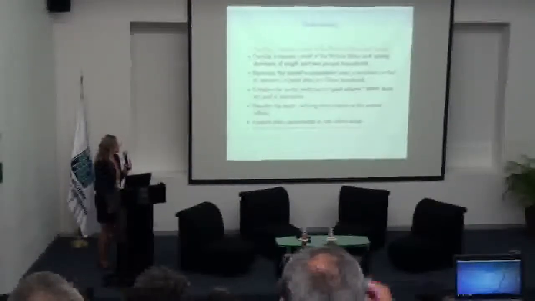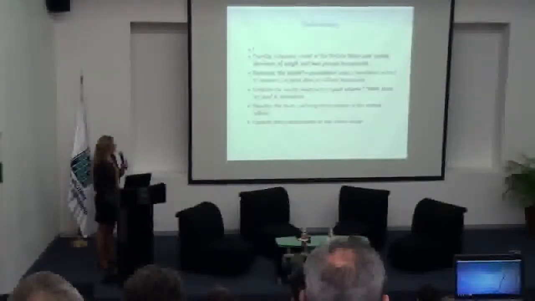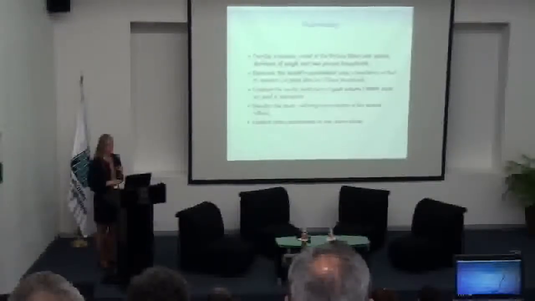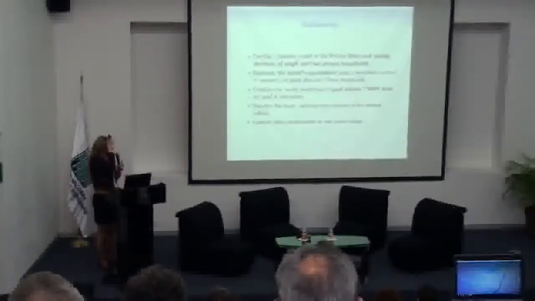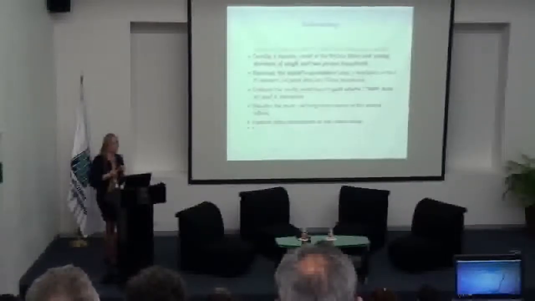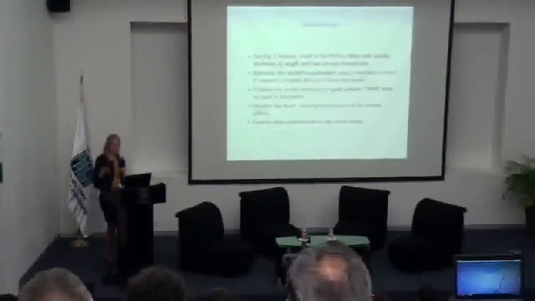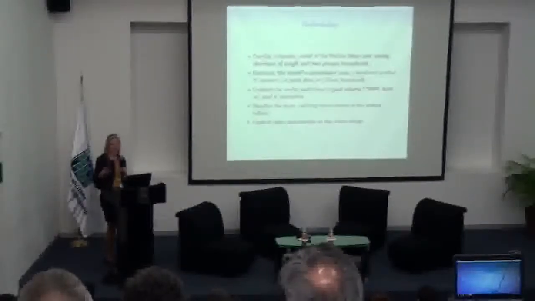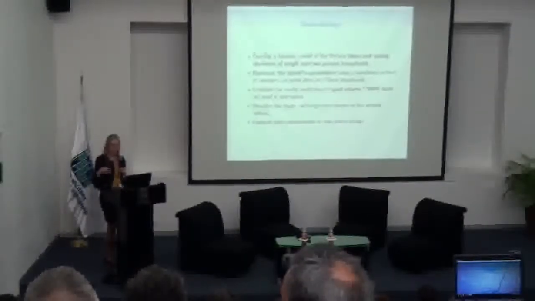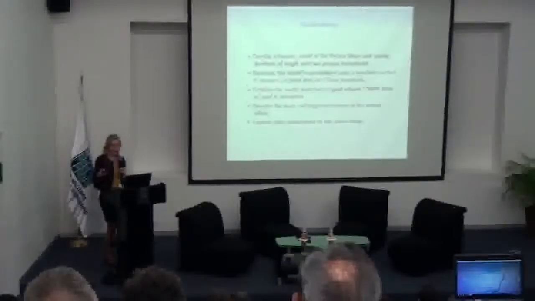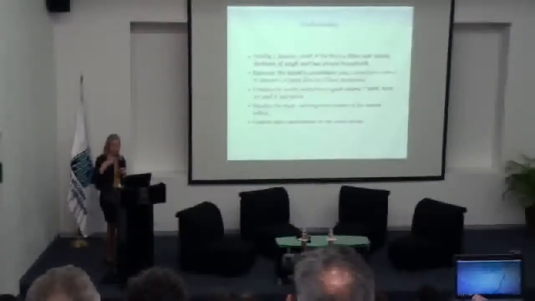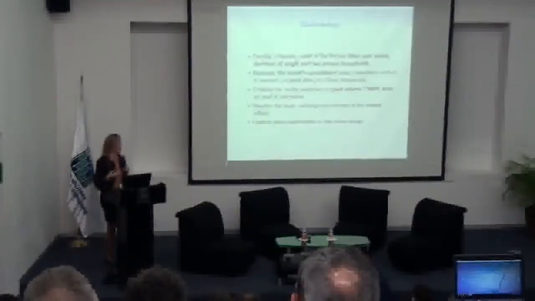Okay, so what we did in the paper is we wrote down a model of labor and savings decisions of households, and the households could be either single or two-person. One important thing is that a lot of women become widows. So you have to be able to model the probability that a spouse dies and that one person just keeps living as a single.